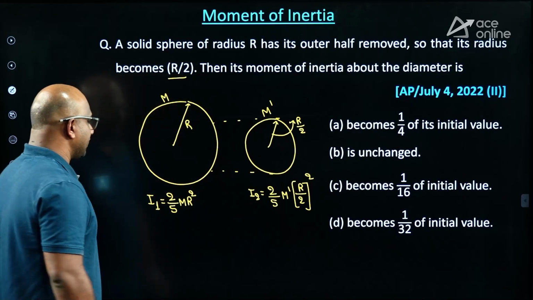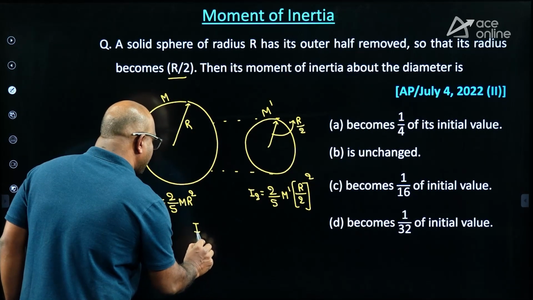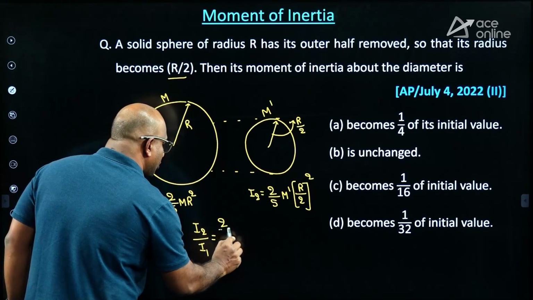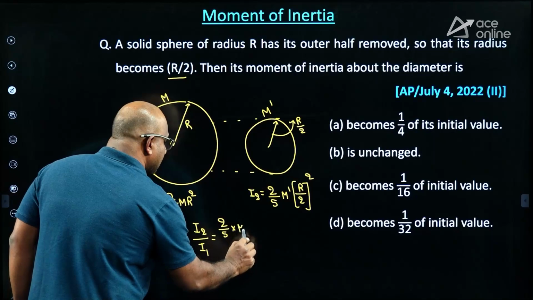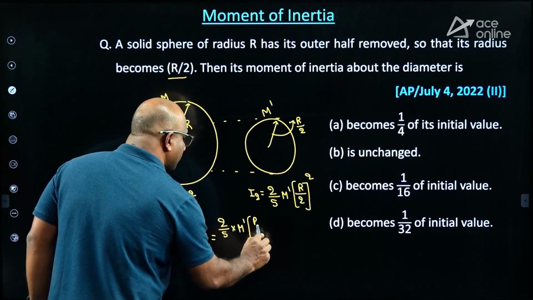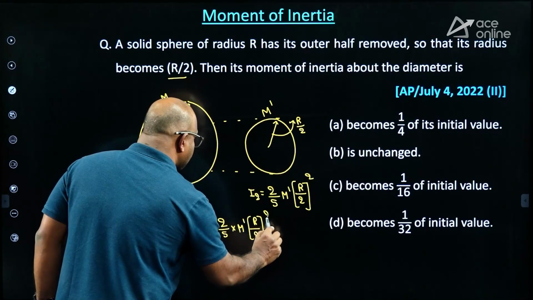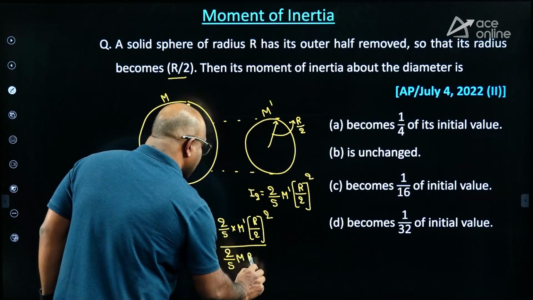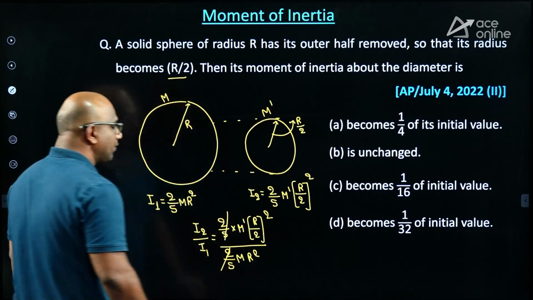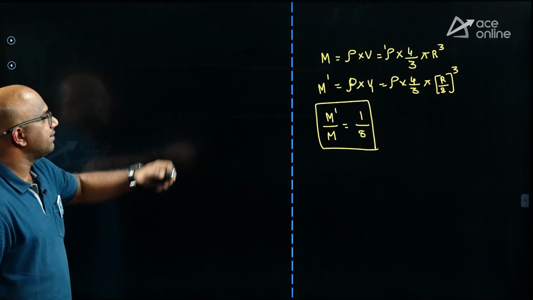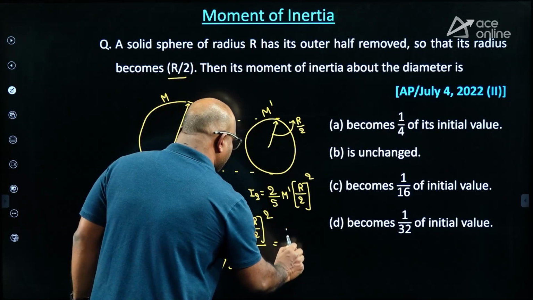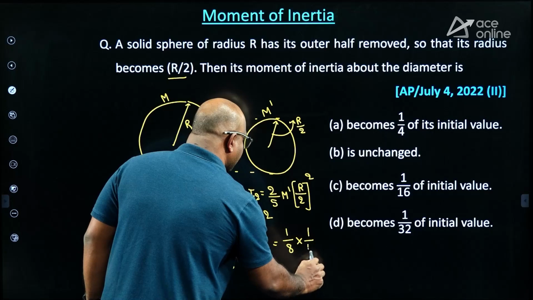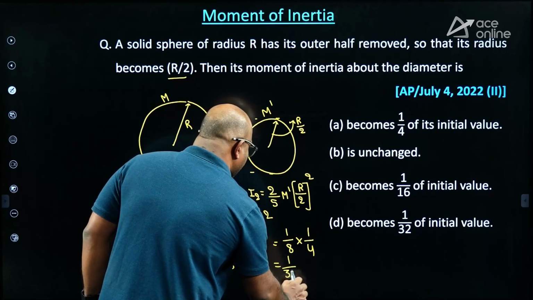Now please take it now, guys. I2 by I1. Now take it I2 by I1. 2 by 5 into m dash into r by 2 whole square by 2 by 5 into m r square. 2 by 5 getting cancelled. M dash by m, how much, guys? 1 by 8 I am going to get. Here r square getting cancelled. How much I am going to get, guys? 1 by 4. It is coming as 1 by 32.